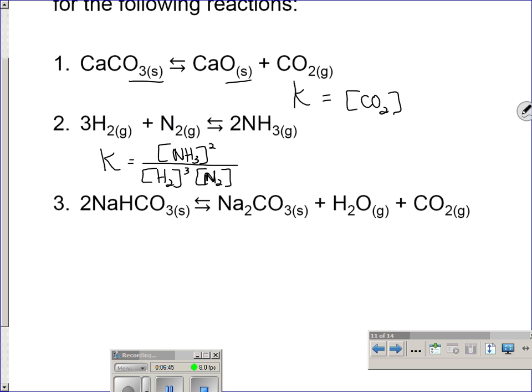We have the decomposition of sodium bicarbonate in number 3. We leave out the solids. They have constant concentrations, which means we have no reactants in our equilibrium expression. Products on top, reactants on bottom. So our equilibrium constant expression is just the concentration of the water vapor times the concentration of the carbon dioxide gas.